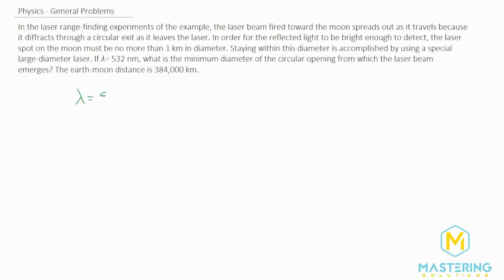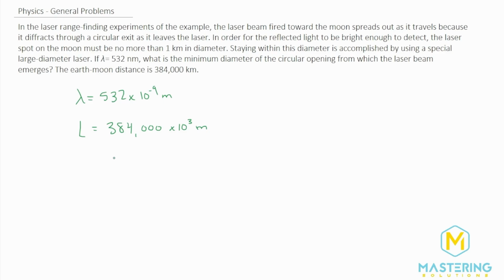So let's write a list of the variables that they give us in the question. We know lambda is 532 nanometers. And now we're talking about the distance from the Earth to the moon. That is where our L is going to come in, because the Earth is where the laser is shining and the moon is essentially our viewing screen here, right? So we have 384,000 times 10 to the 3 meters. So this is our L in standard units.